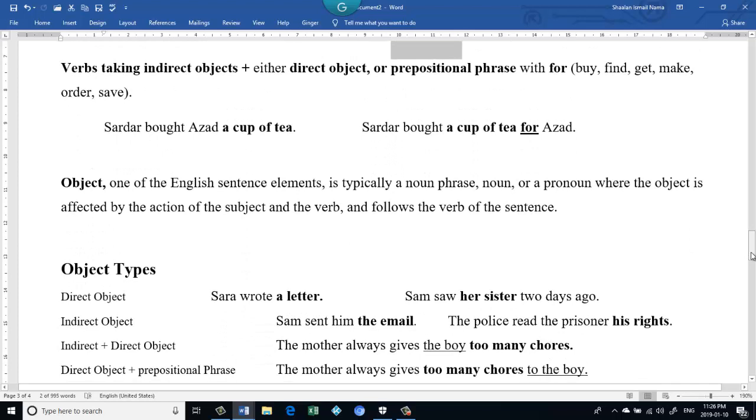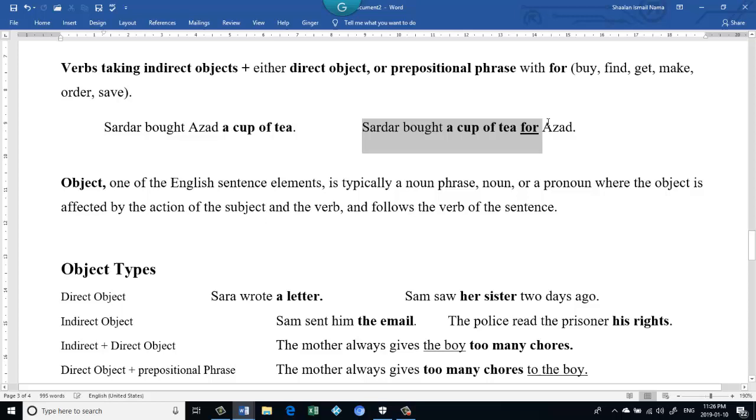Verb taking indirect object plus either direct object or prepositional phrase with for. For example, those verbs: buy, find, get, make, order, save. Those take either of them. For example, Sardar bought Azad a cup of tea. We have Sardar the subject, we have the verb, we have the first object, then we have the second object. This will be indirect object.